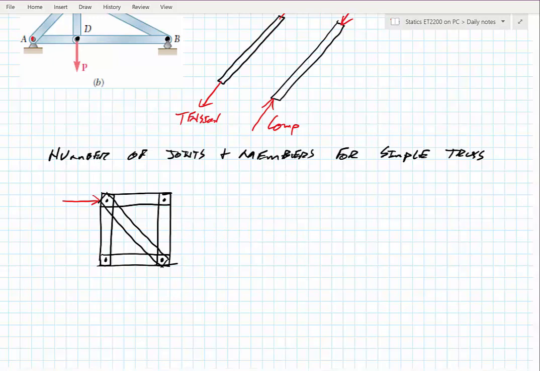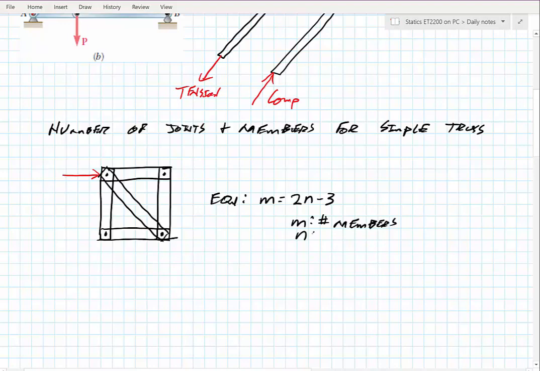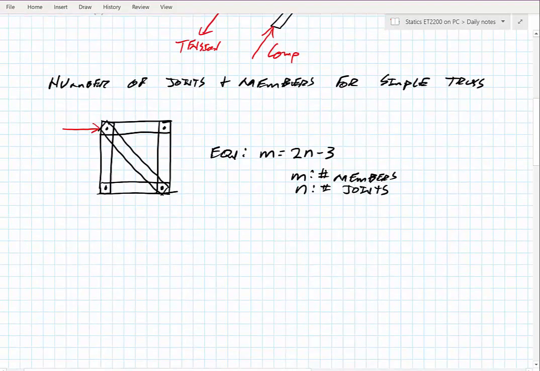So if we were to look at how many members and how many joints we need, there is an equation for that. I'm just going to jump right into the equation. You can verify this, I suppose, on your own. The number of members needed is equal to 2 times n minus 3. So m is your number of members and n is the number of joints.